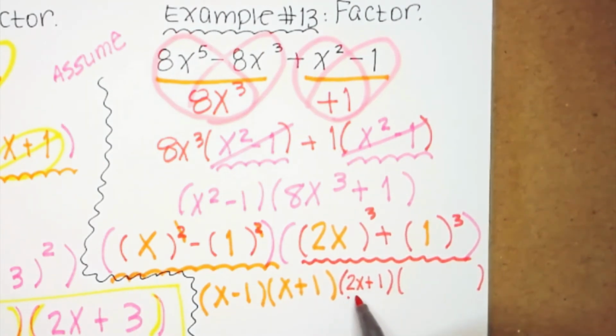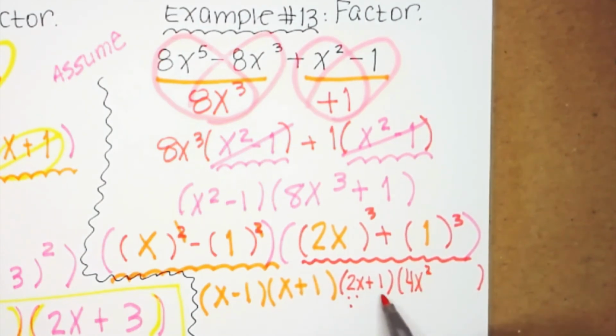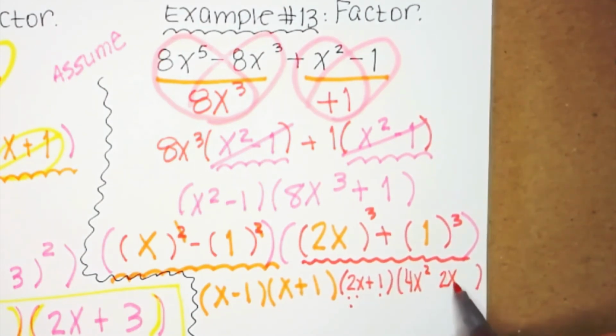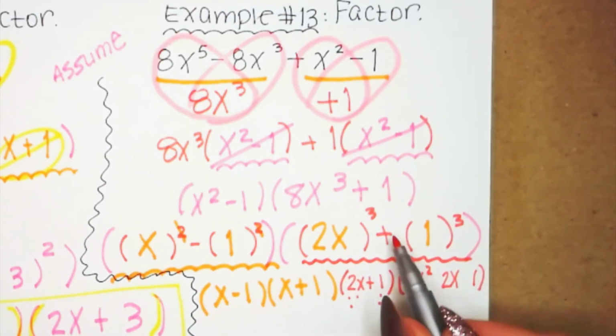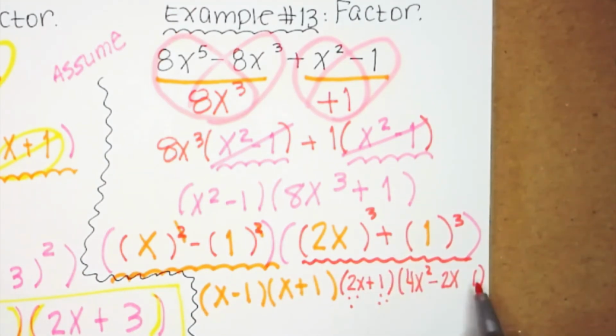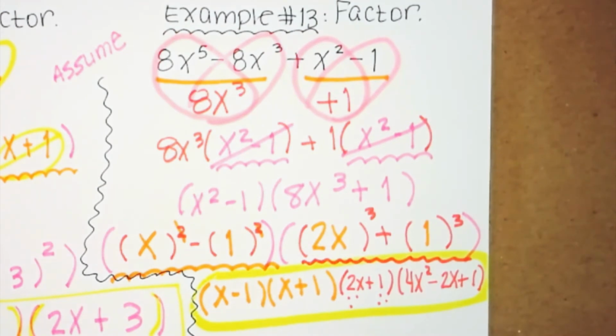Then 2x times 2x, 4x squared. 2x times 1 is 2x. 1 times 1 is 1. Then use that soap and wash off all that glitter. Same, opposite, always plus. And here we have another beautiful factored answer. Hope you're getting the hang of it.